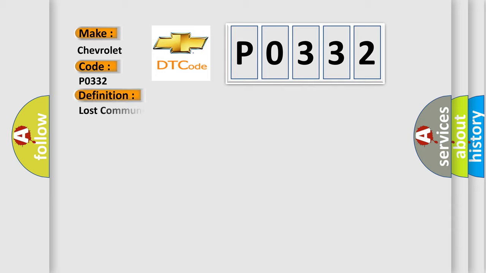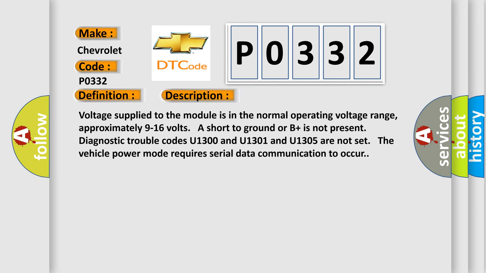The basic definition is lost communication with XXX. And now this is a short description of this DTC code. Voltage supplied to the module is in the normal operating voltage range, approximately 9 to 16 volts, a short to ground or B+ is not present. Diagnostic trouble codes U1300, U1301 and U1305 are not set. The vehicle power mode requires serial data communication to occur.